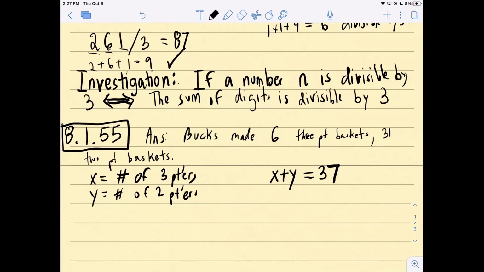Total points. So if you make x 3-pointers, how many points do you get for that? What number do you write in front of the x? 3. Because it's a 3-pointer. So if you made 5 3-pointers, you're going to get 15 points. Okay.